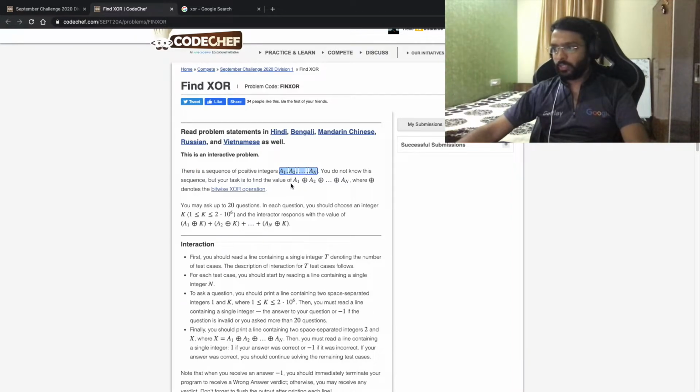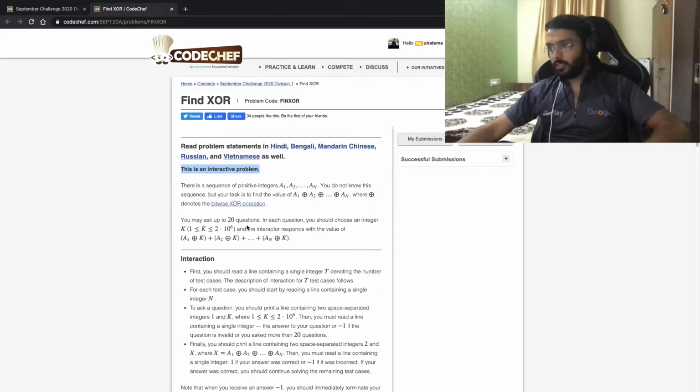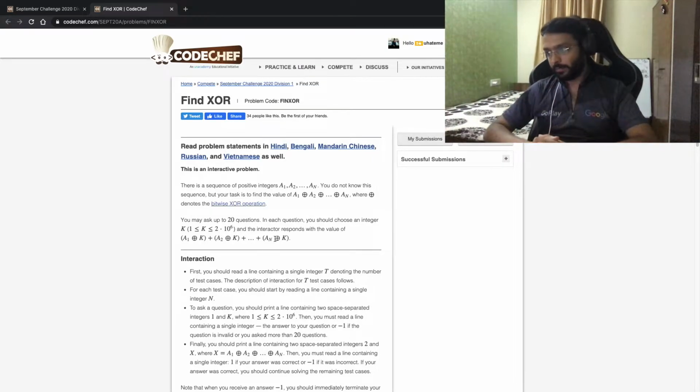There is a sequence of n. We have to find the XOR of 1 up till n. So this seems like an interactive problem. Yes, this is an interactive problem. You can ask up to 20 questions, and you can give a k, and they will take the XOR of k with each and every single element, and then return the combined sum.